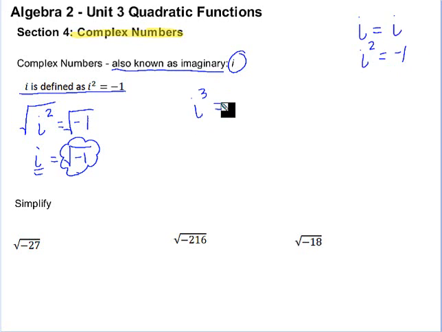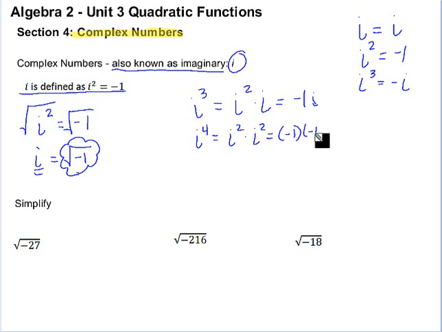So what would i to the third power be? Well, using our products, i to the third power, we could break up to i squared times i. And i squared is just -1, so this is like -1 times i, or just -i. So i to the third power is equal to -i. Let's do the same thing with i to the fourth power. i to the fourth power, we could break up to i squared times i squared. i squared is -1, so it's like having -1 times -1, which we know is +1. So i to the fourth is +1.